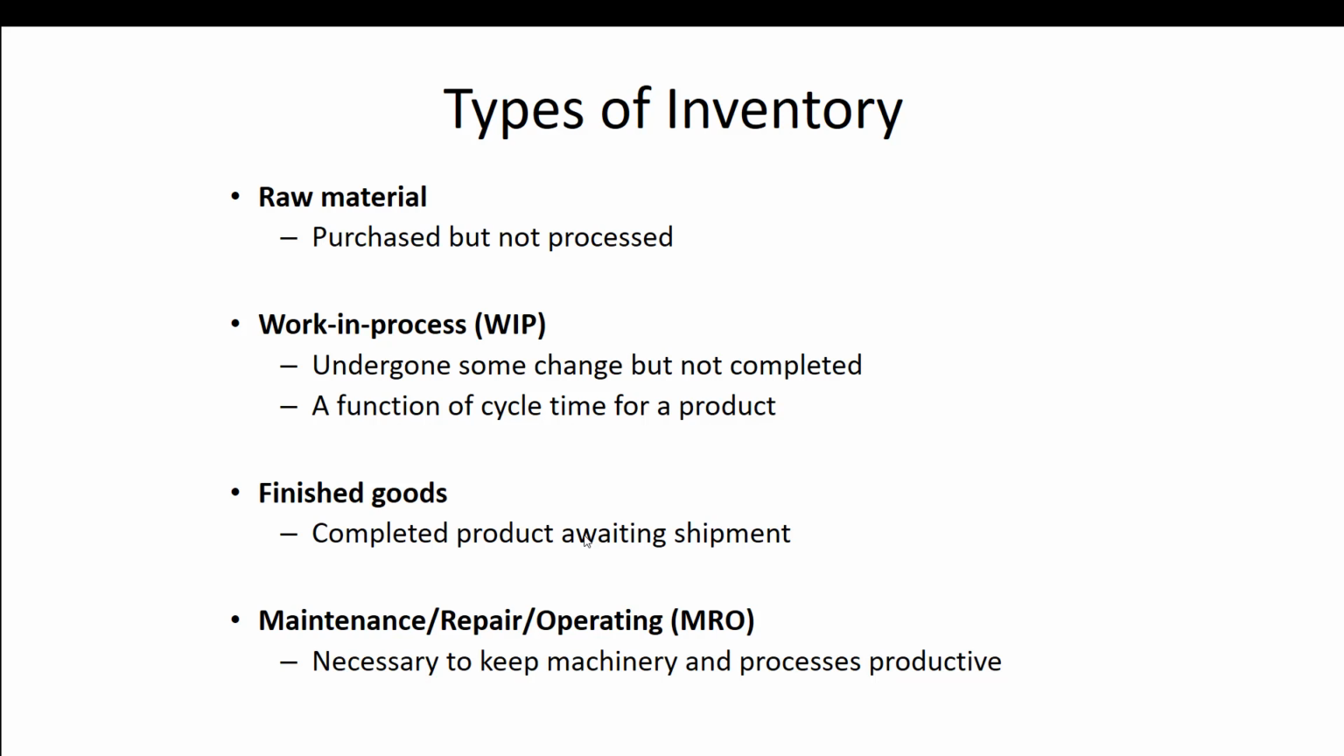And then we have MRO. MRO is a separate class. It's another type of inventory, but it's separate from what we think of in traditional inventory. MRO, maintenance, repair, and operating, are all of those things we need that we're not selling to our customer. So raw material, we intend to sell to the customer. WIP, we intend to sell to the customer. Finished goods, we intend to sell to the customer. But MRO, we do not. So these are all the things that we need to help keep the facility running.